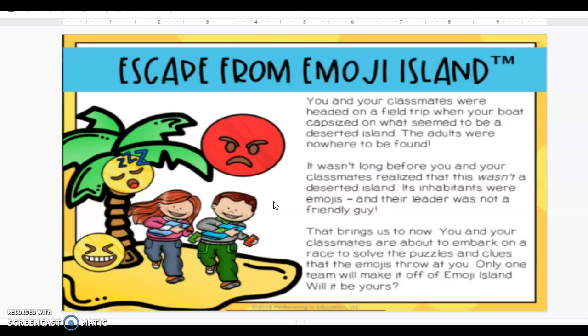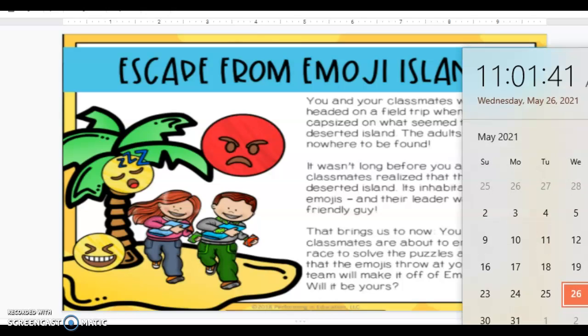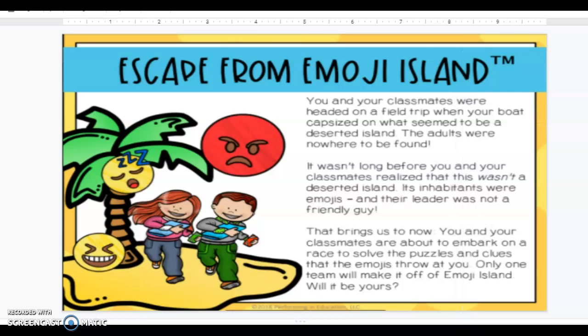So this is what we're doing on Friday, May 28th, and then Tuesday, June 1st. This is what we're doing for both of those days.